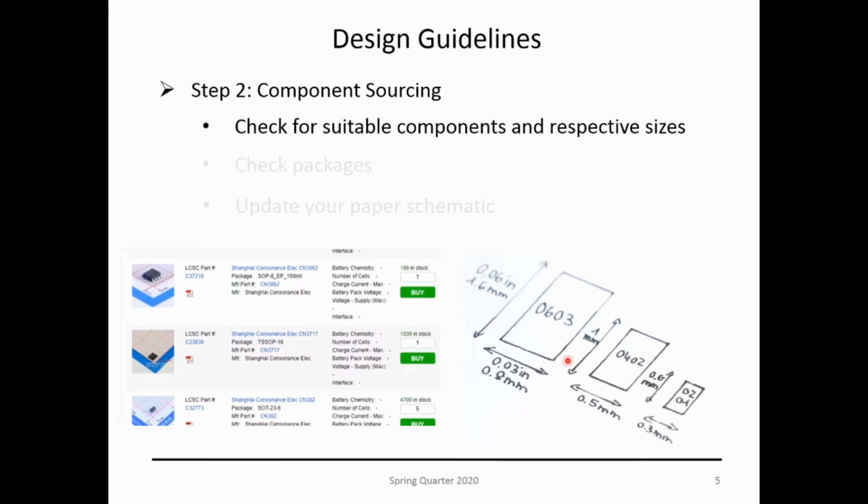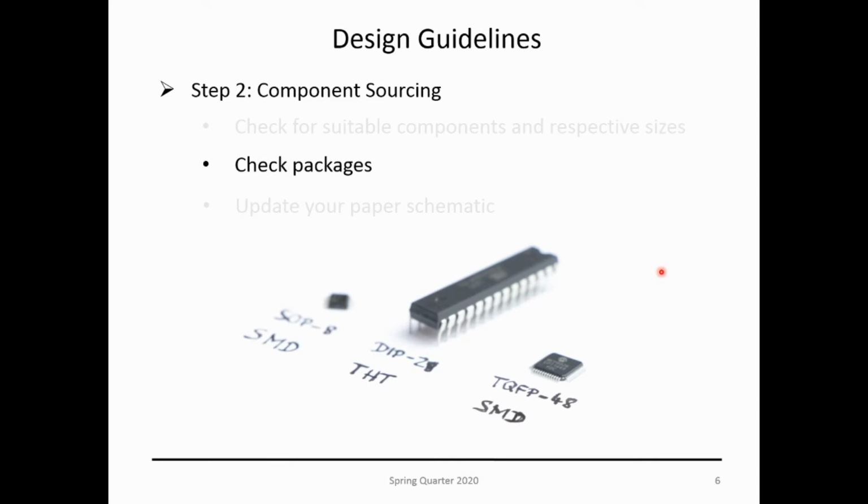I normally recommend a 0603 or a 0805 size. Those are good, easy, manageable to solder. When you start going smaller than that, it becomes a little bit harder. The next one, check packages. Check if you want to use surface mount components or DIP components, through hole components.